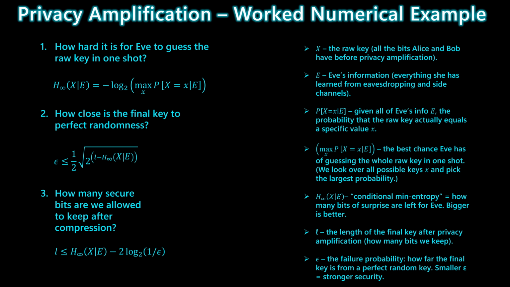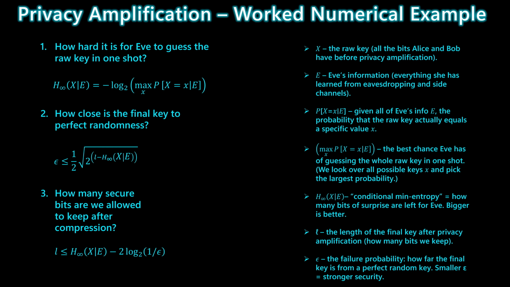This is where the security parameter comes in. It quantifies how different the final privacy amplified key could be from perfect randomness. Smaller values of the security parameter mean stronger guarantees for Alice and Bob because Eve's ability to distinguish the final key from a uniform one becomes extremely small. The third expression tells us how many bits we are actually allowed to keep after we compress the raw key using a universal hash function.